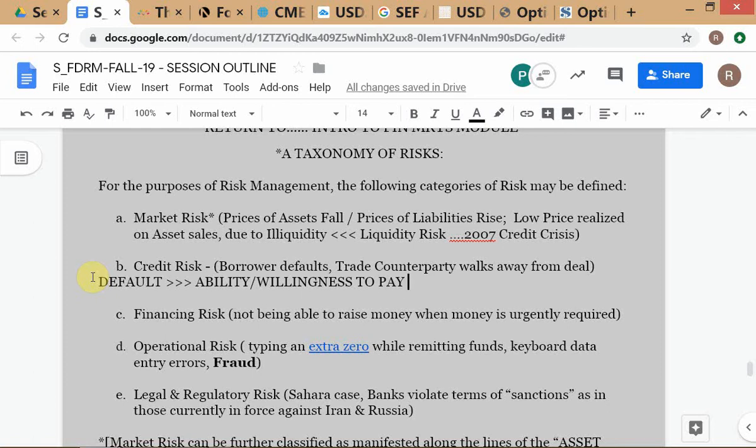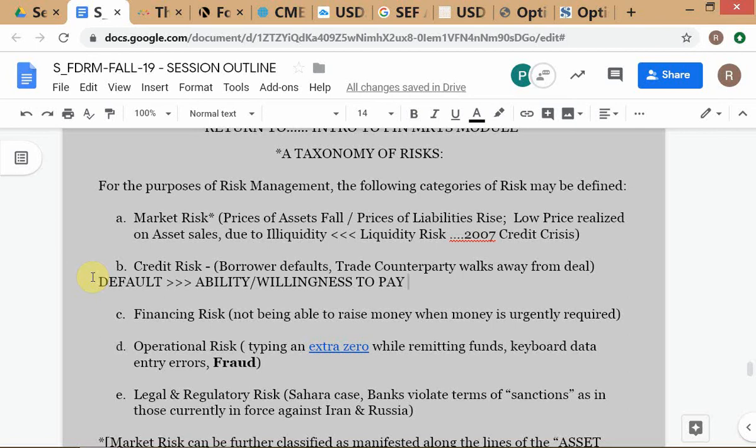Because nobody was willing to deposit with them, etc. So it could be either. That's why when you have a term like a willful defaulter, it brings out the difference between the ability to pay and the willingness to pay. All right, so credit risk is also fairly clear.